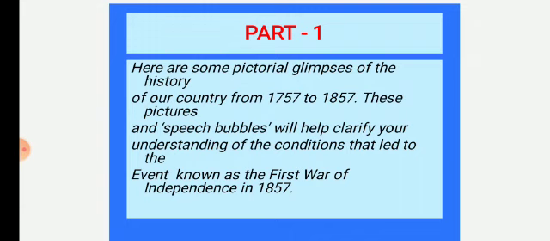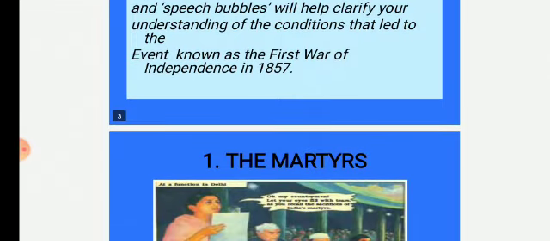So this chapter is on the glimpses of past, and here are some pictorial glimpses of the history of our country from 1757 to 1857. These pictures and speech bubbles will help to clarify your understanding of the conditions that led to the event known as the First War of Independence in 1857. Now here we begin with the chapter.